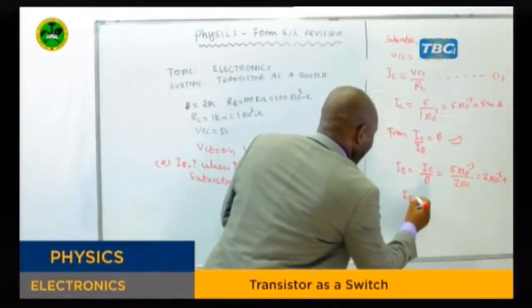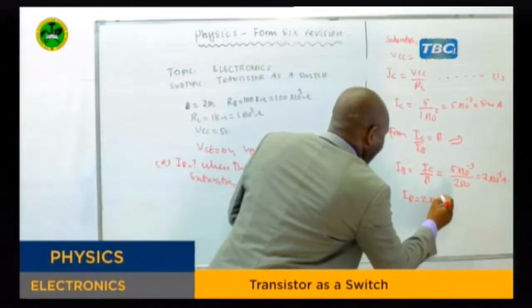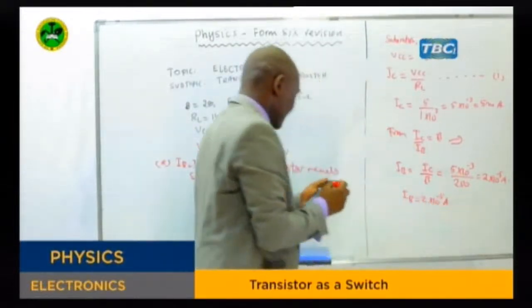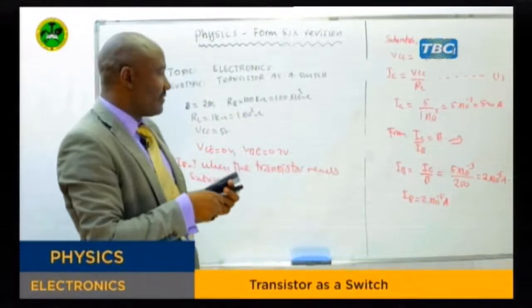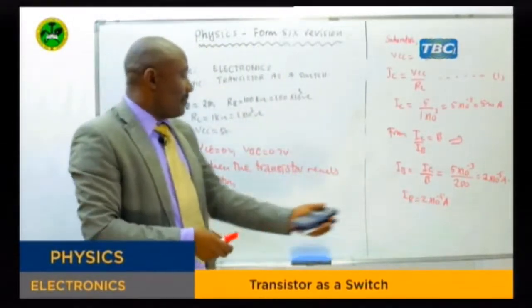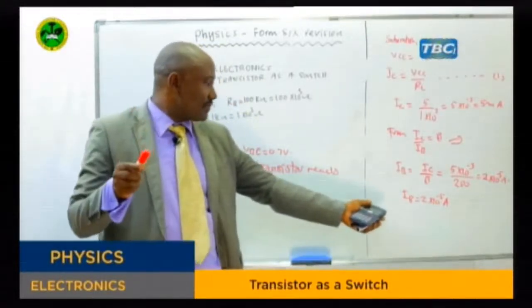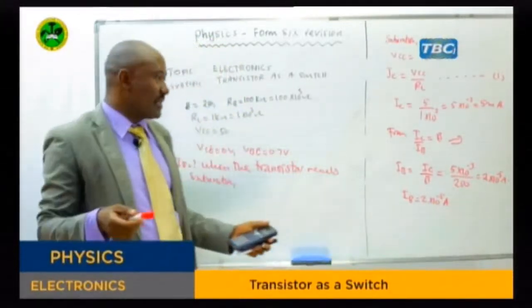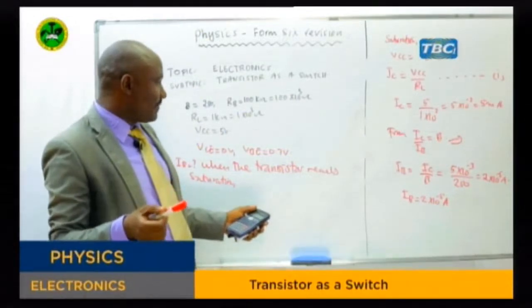So the base current equals 2 times 10 negative 5 ampere. If you divide correctly, you get that value. So you have the corresponding value of the base current. So this is the minimum base current at which a transistor will start to saturate.